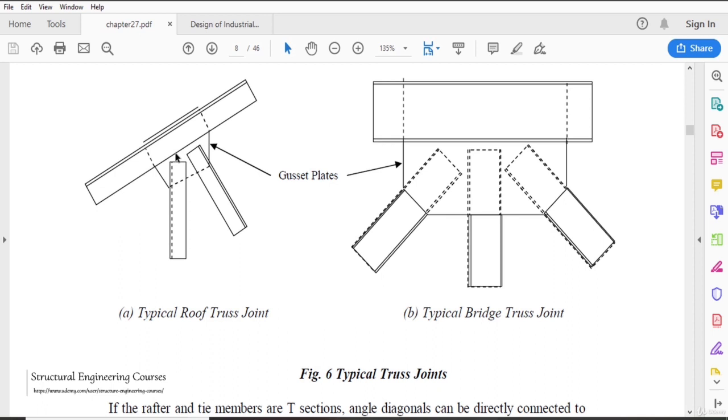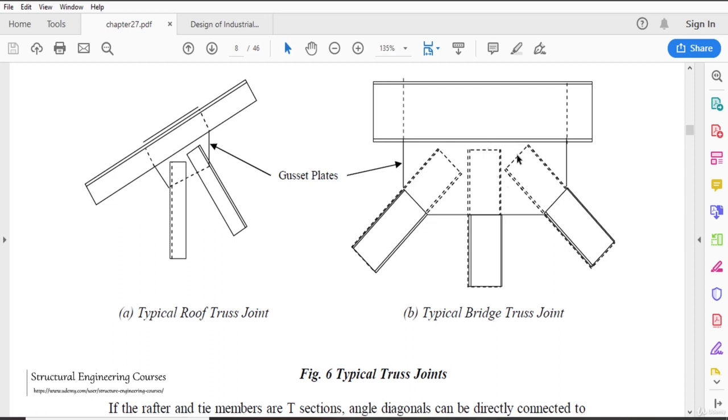That is basically not required. So this is a typical bridge truss joint. Here also you can see that the sections are just welded on this gusset plate, and the line of action of this force shall come here, for this force shall come here, and for this force shall come here. So 1, 2, 3 and 4 forces shall be meeting at a particular point here.